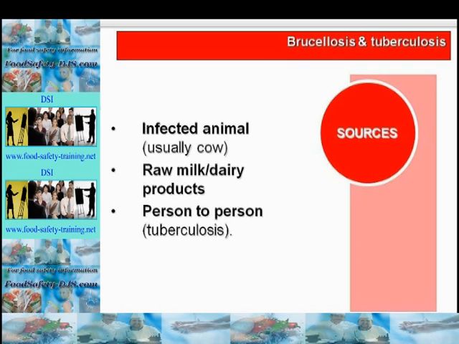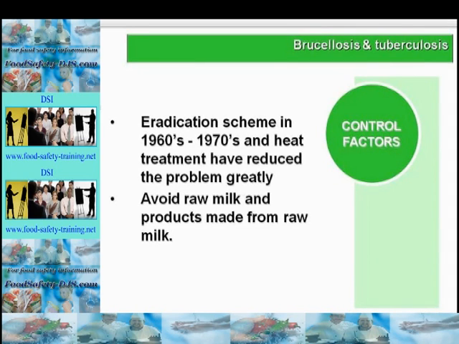Sources of both diseases include contact with an infected animal, usually a cow, ingesting raw milk and dairy products from infected herds, and person to person, especially with TB. Control factors for both brucellosis and tuberculosis: an eradication scheme introduced in the 60s and 70s, and heat treatment, have reduced the problem greatly. Also, avoid raw milk and products made from raw milk.